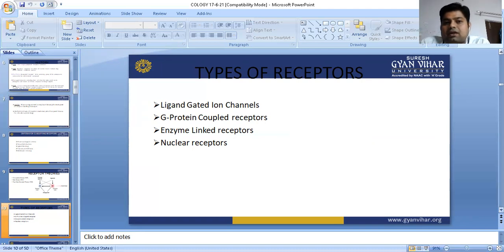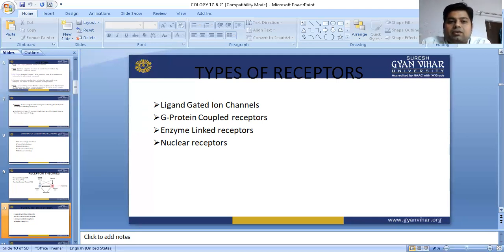And nuclear receptor, what happens in nuclear receptor? The drug is introduced into the cell, crosses the cell membrane, and after that binds with the receptor in the nucleus. It is again divided into two parts, nuclear receptor and cytoplasmic receptor. In the cell cytoplasm there are also some receptors available. Then the drug binds with the receptor and produces a response.